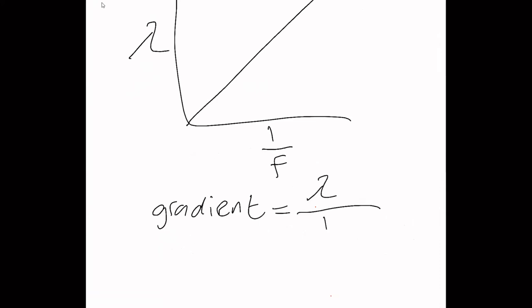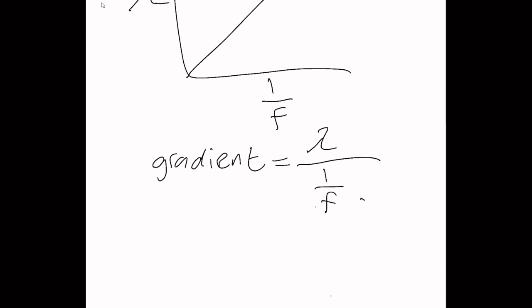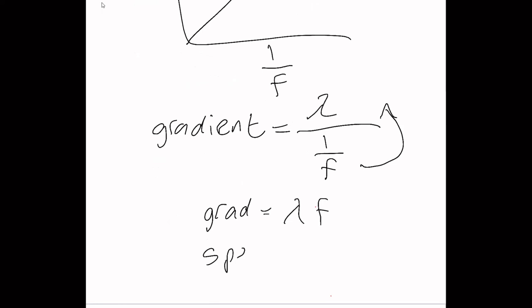Now I'm going to do a double divide, 1 over f. The 1 over f is negative at the bottom, so it's going to come to the graph top, and then the gradient is going to be equal to lambda times frequency, which is equal to the speed. There you go.